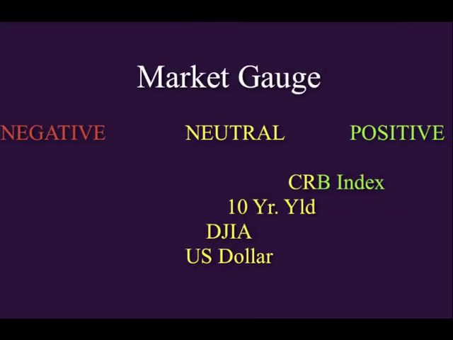And take a look now at a market gauge. The object here is to be as far in the positive column on the right as possible, and as far away from the left in the negative column as possible. Commodities, the CRB Index, came in first place this week, so we've got that mainly in the positive column. 10-year Treasuries came in second, so we got that down in neutral territory, but it was ahead of the Dow Jones Industrial Average, which was flat neutral.